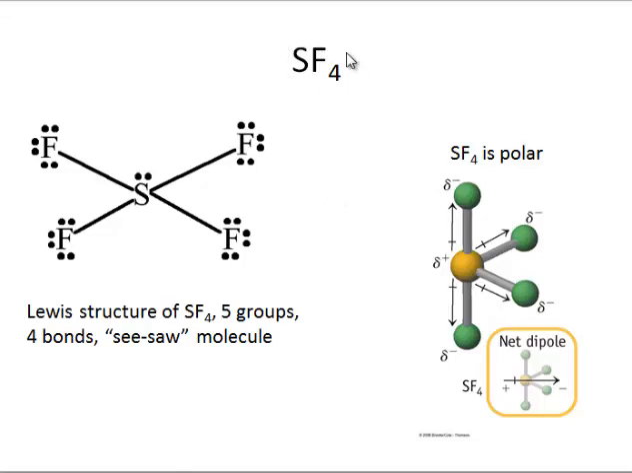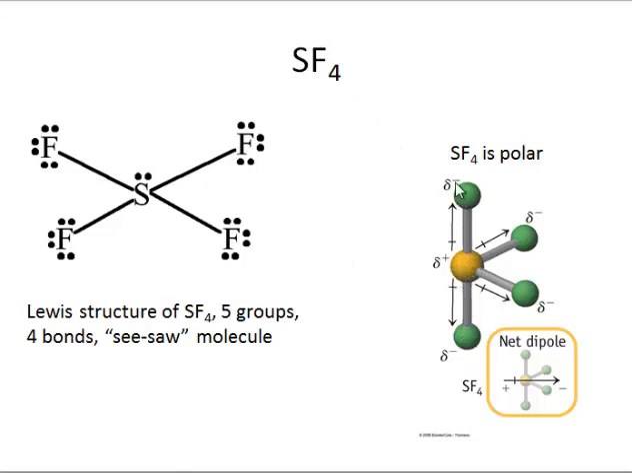SF4, remember from our previous lecture, has 5 groups on the central atom. One is a lone pair. So the geometry of the molecule is seesaw, and here is a seesaw shape shown here. In this case, fluorine is more electronegative than sulfur. You should be able to determine that from a periodic table. Plus, we know fluorine is the most electronegative atom.